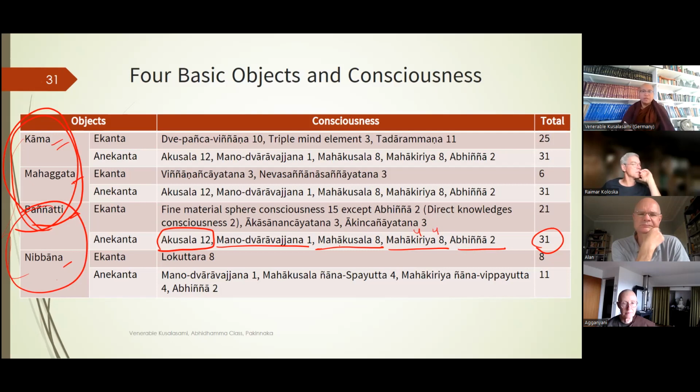And two abhinya as well the same. Kusala abhinya takes the object kama, mahagata, panyati, nibbana, excluding arahata magga and phala. Kiriya abhinya takes all these four.